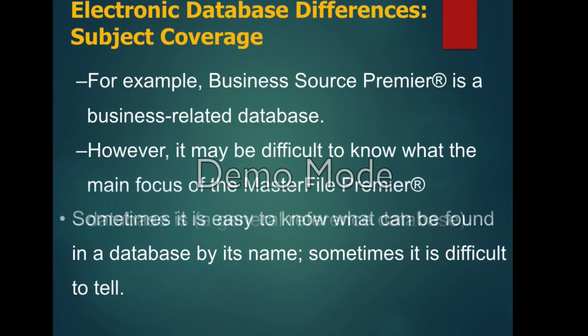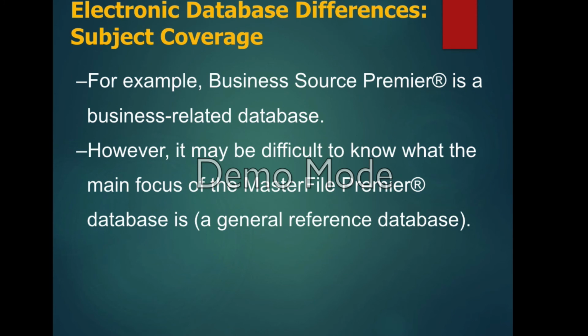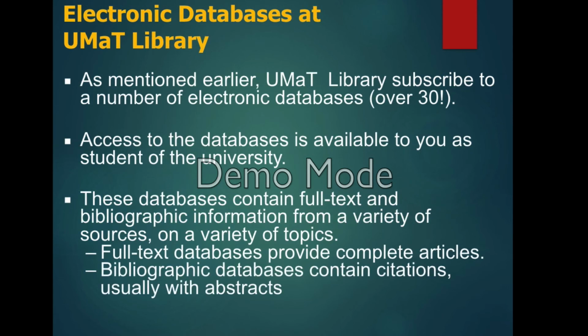Yeah. So for example, Business Source Premier is a business-related database. However, it may be difficult to know what the main focus of the Master File Premier database is, which is a general reference database. As mentioned earlier, UMaT Library subscribes to a number of electronic databases, over 30 of them. Access to these databases is available to you as a student of the university. These databases contain full text and bibliographic information from a variety of sources on a variety of topics, and they also contain free electronic databases that the library is able to get access from.